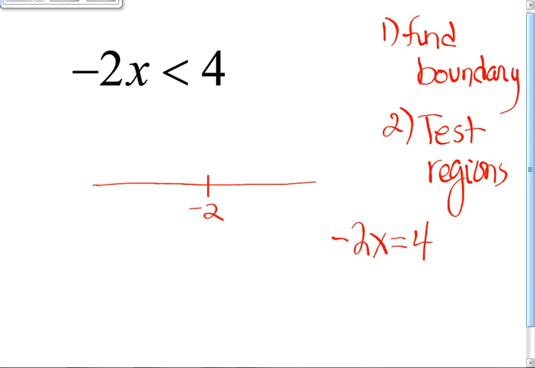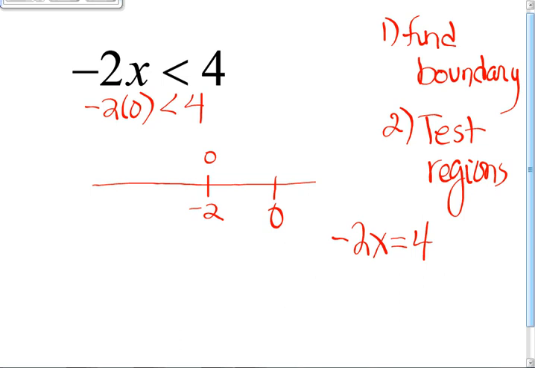I'm dividing by negative 2. Where's the boundary? It's at negative 2. So she's got that. Do I get to include it? There's no line under here, so that means just less than. And so this is going to be an open circle. And then you try 0, which is over here. Why did I choose 0? Because it's easy. Is 0 smaller than 4?